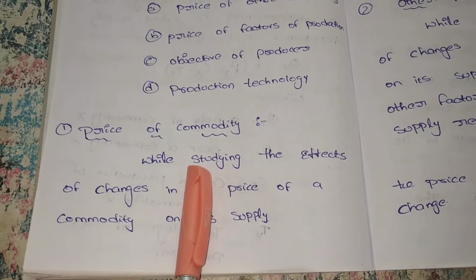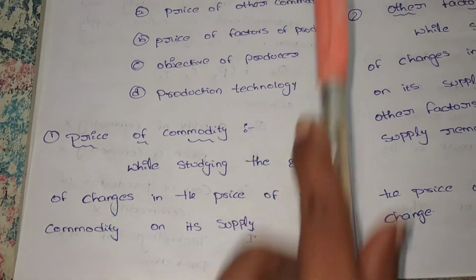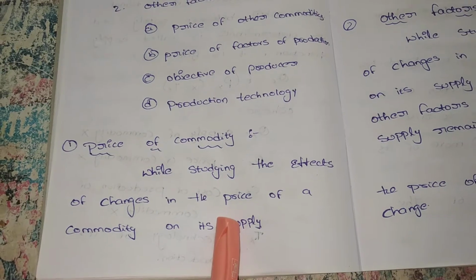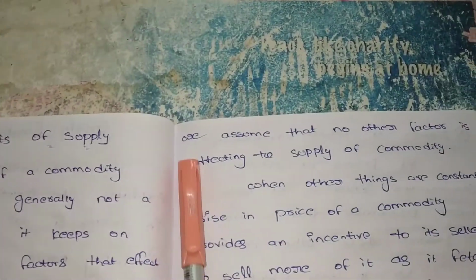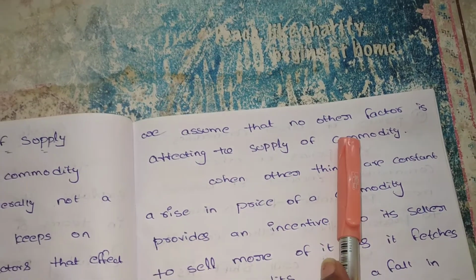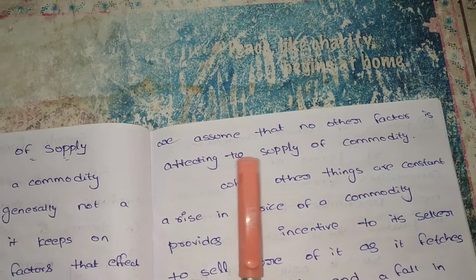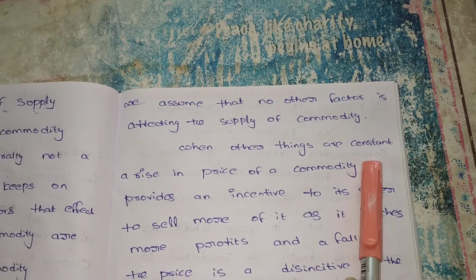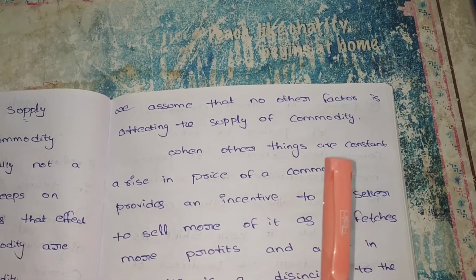While studying the effects of changes in the price of a commodity on its supply, we are studying the effects of changes in price. Due to changes in price, the supply changes. How does it change? Let's see here. We assume that no other factor is affecting the supply of a commodity except the price. When other factors are constant, we are assuming only the price will affect the supply.